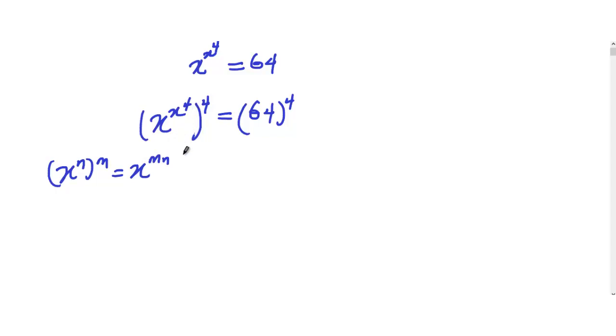So what we now have here, we can write it as x raised to the power of 4 times 4. That will give us x raised to the power of 4x, raised to the power of 4, which will now be equal to 64 raised to the power of 4.